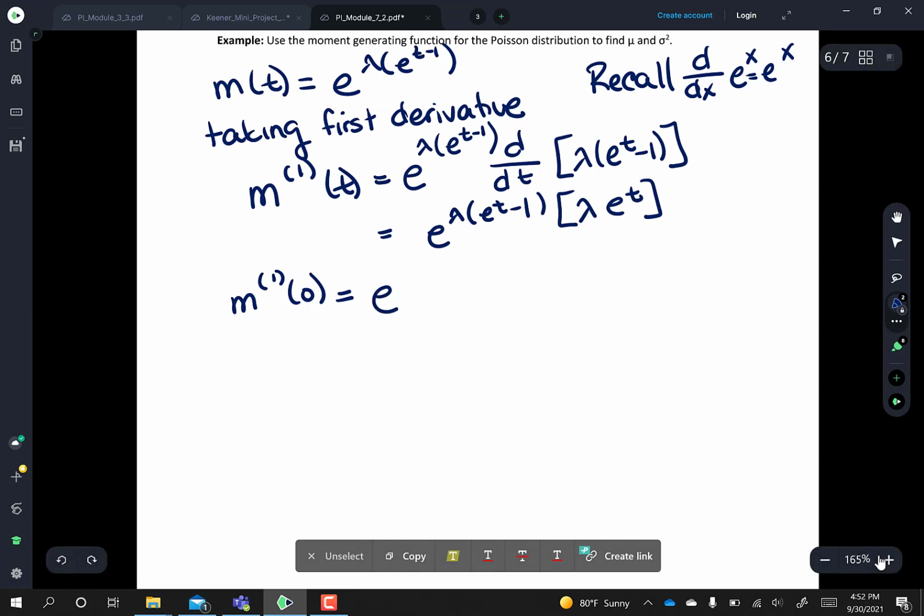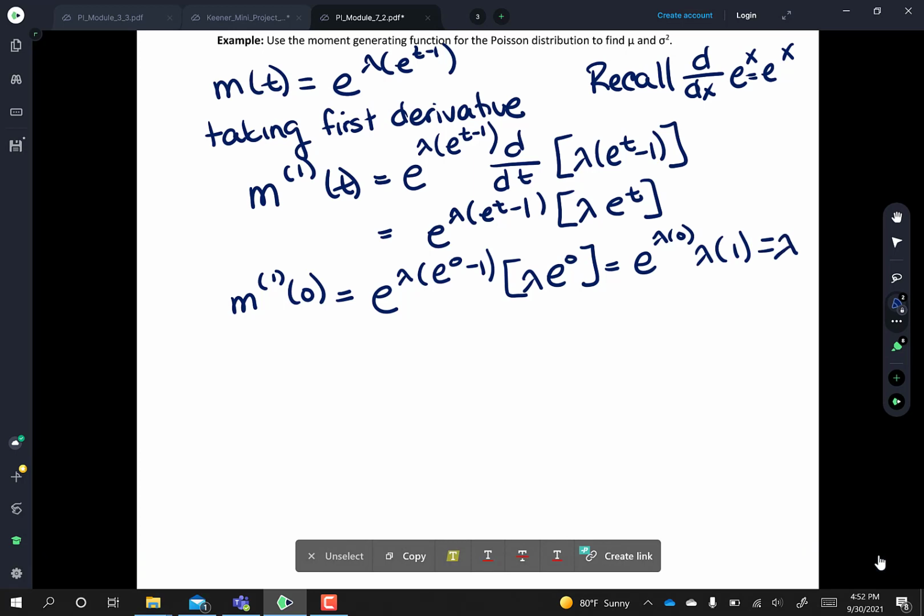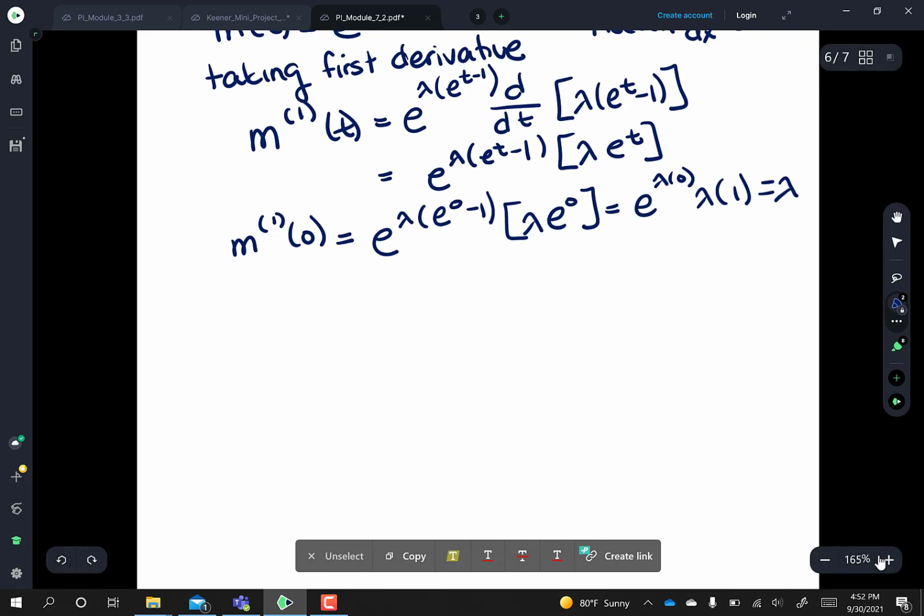So notice this is equal to e to the lambda times (e to the 0 minus 1) times lambda e to the 0, which is just equal to e to the lambda times 0, which is also 0, so that piece is 1, times lambda times 1, which is equal to lambda. And so we can see here that we get lambda, and we know that lambda is the mean of a Poisson distribution. So next, to find sigma squared, we're going to take the second derivative.